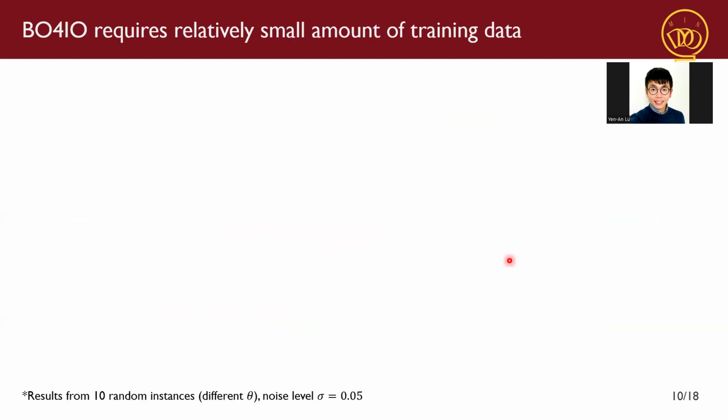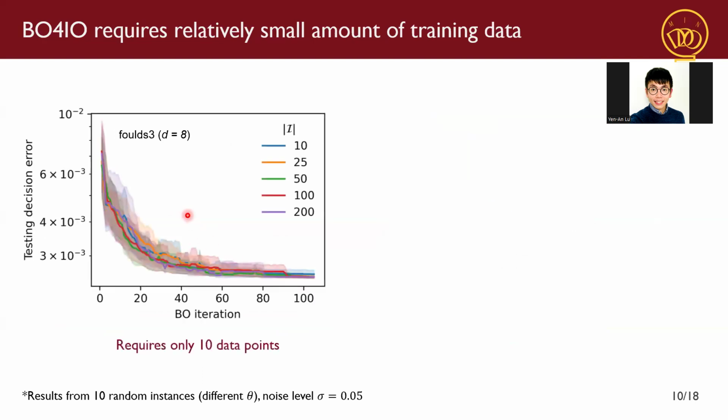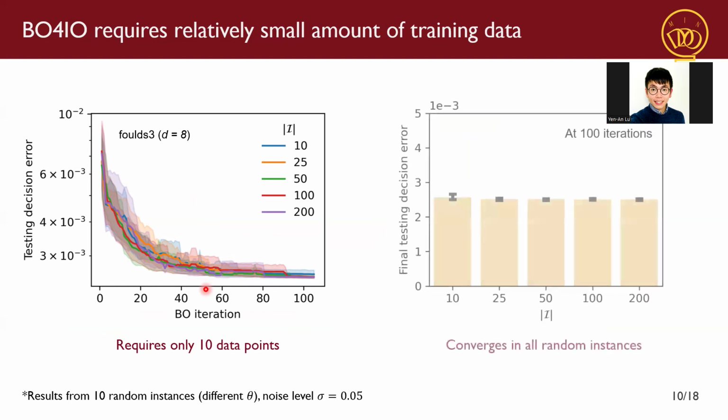Next, we evaluate how many data points are needed for our BO4IO algorithm to estimate good models. We look at the FOSS3 problem with the 8 unknown parameters. And we train our model based on different sizes of the training data sets. And we found out that our algorithm is quite efficient. It only requires 10 data points to estimate good models. And especially when you look at the final testing decision errors, you can see that no matter how many data points you put in, you can always converge to a very low decision error.